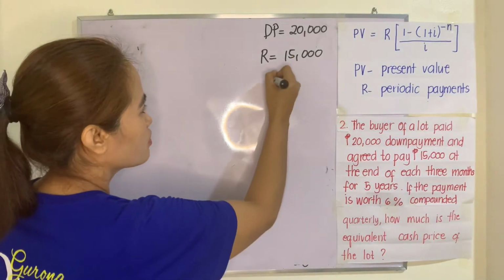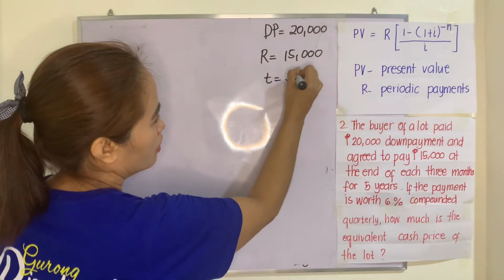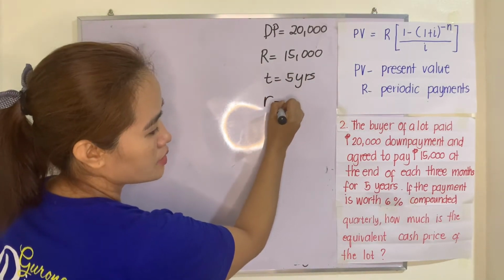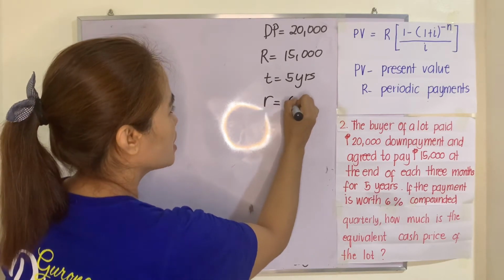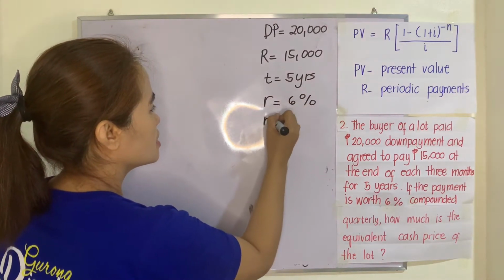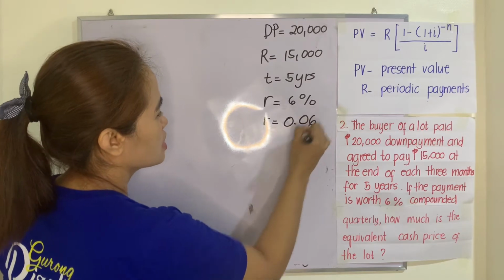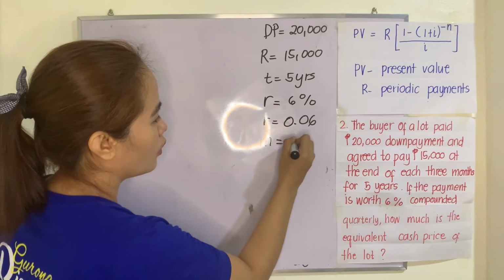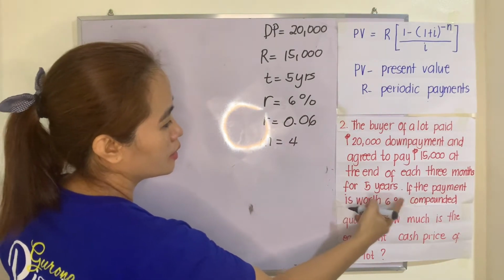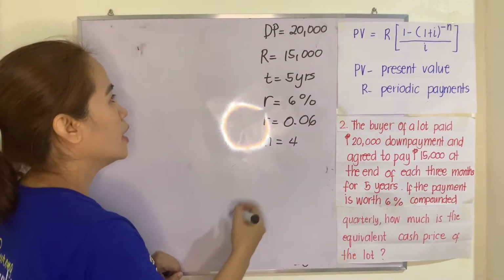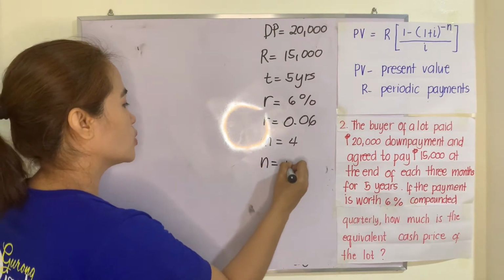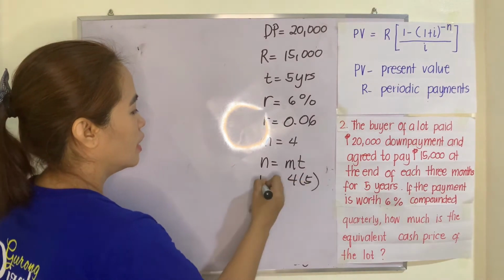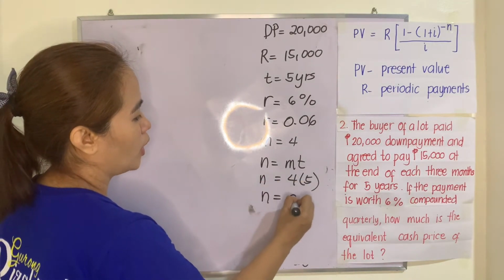Our T is 5 years. Our R is 6%. So this is equivalent to 0.06. And then our M is 4. That's quarterly, it's 4. And then our N is equal to MT. So this is 4 times 5. N is equivalent to 20.